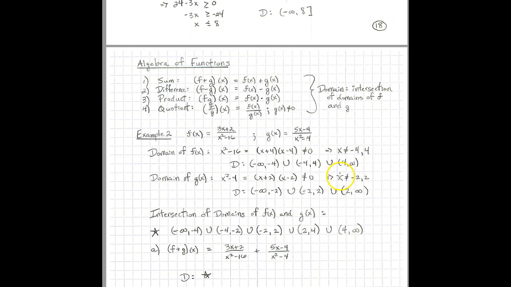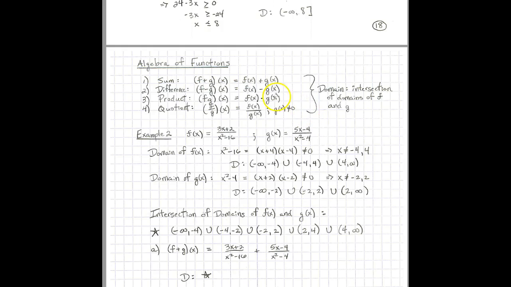Okay, algebra of functions or combining functions is like this. If I have f plus g of x, that means add the two. f minus g, subtract the two. f times g of x is f of x times g of x. And this quotient, f divided by g, means f of x divided by g of x. Of course, g of x can't be 0.